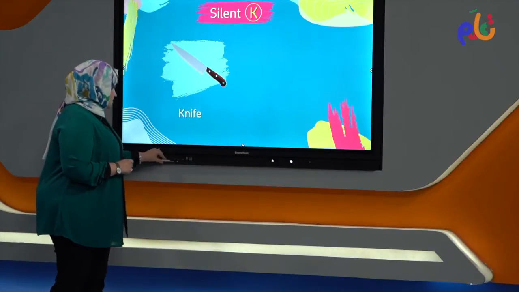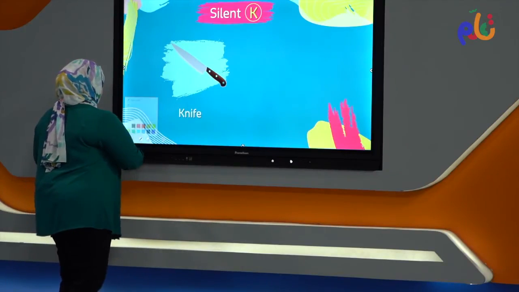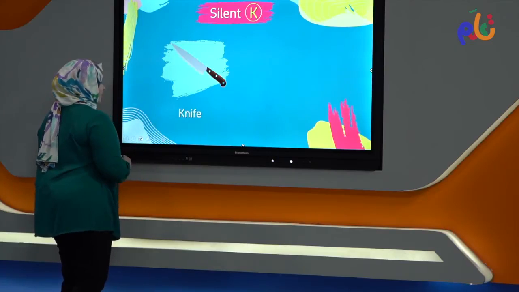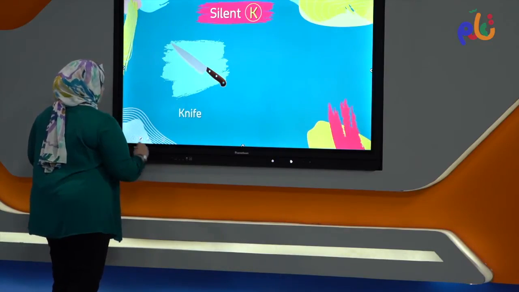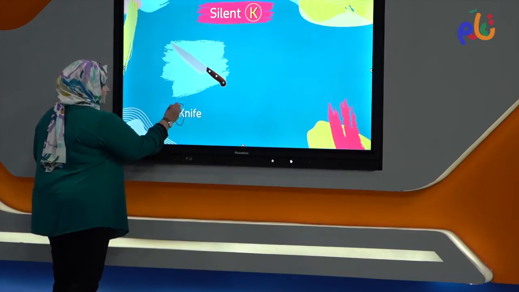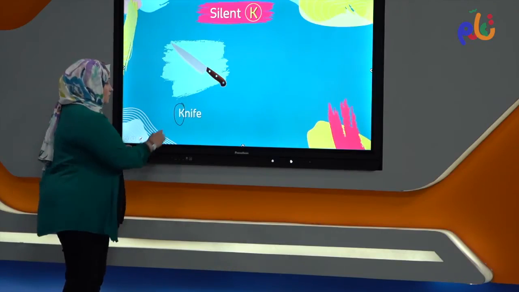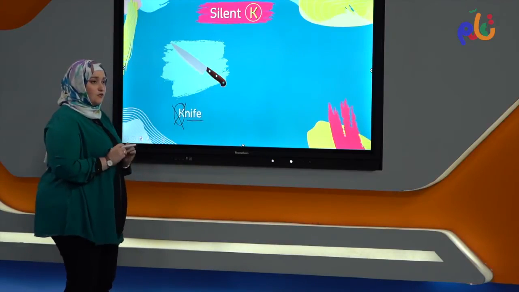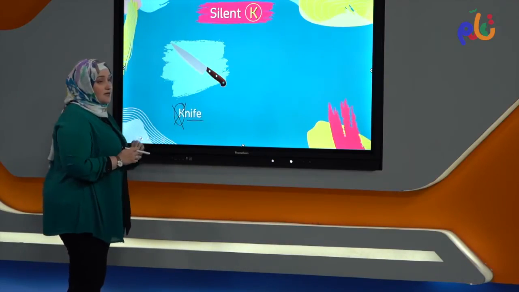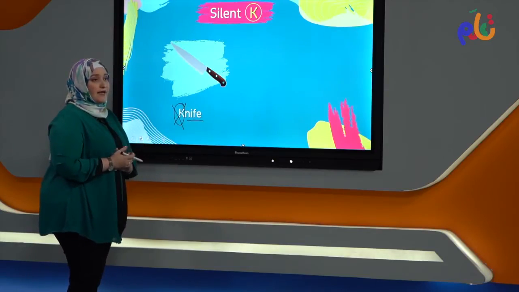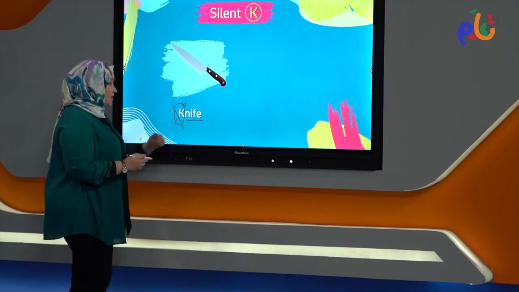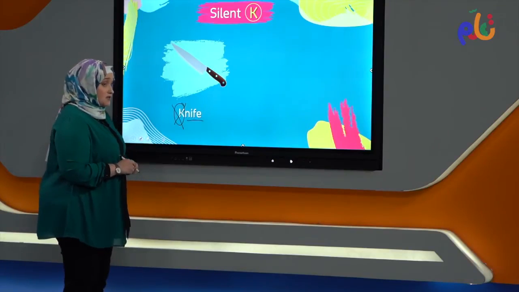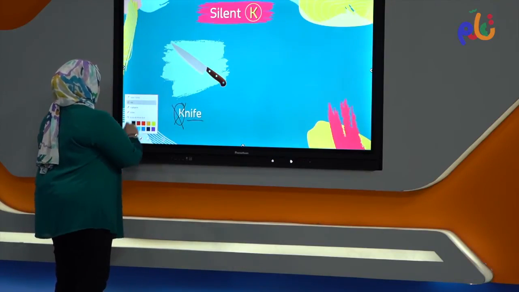Now, let's take a couple of examples. Knife. As we could see here, the letter K is not pronounced. We do not pronounce it. We start with the N. Why? Because our rule is the K is silent when it's followed by N. When the N comes after the K, the K is silent. We do not mention it at all.